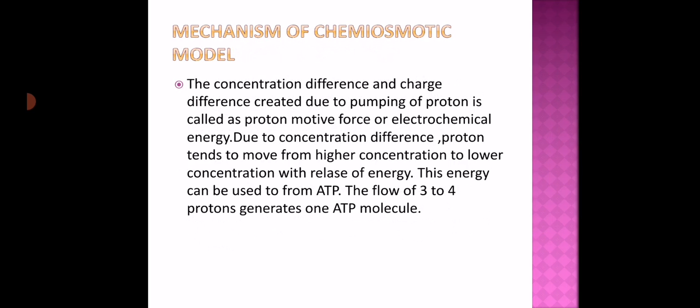This will create high charge and low charge density particles across the membrane, so that the gradient will be created here. At one side of the membrane high concentration, on the other side low concentration. Similarly, charge density also, low charge and high charge particles. So due to concentration difference, protons tend to move from high concentration to low.